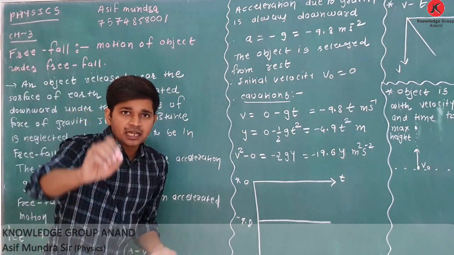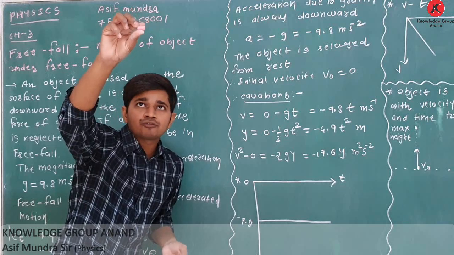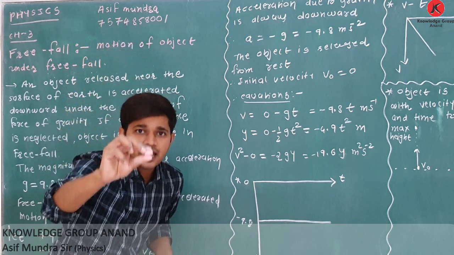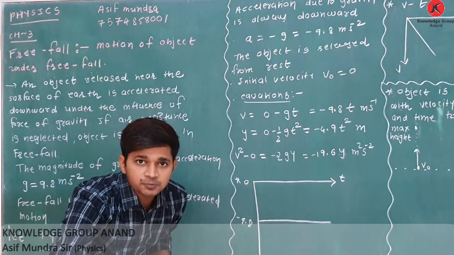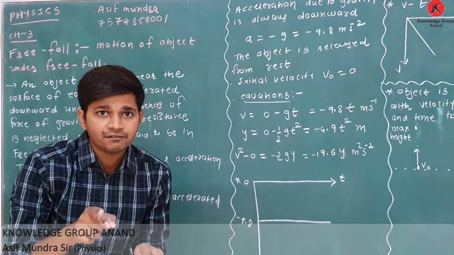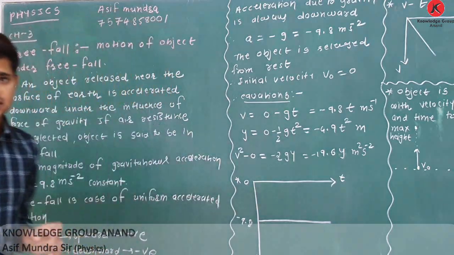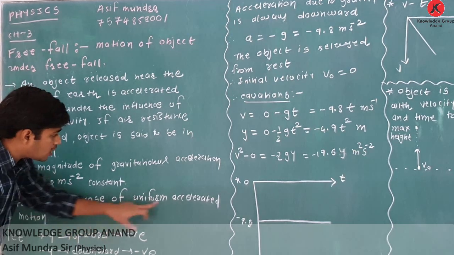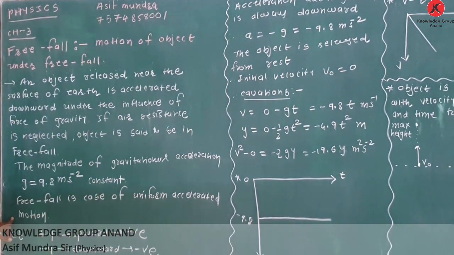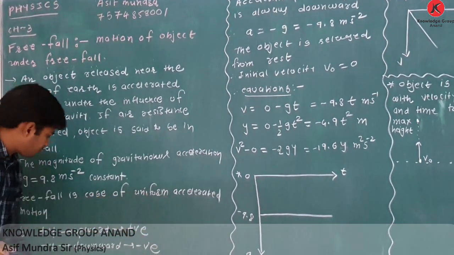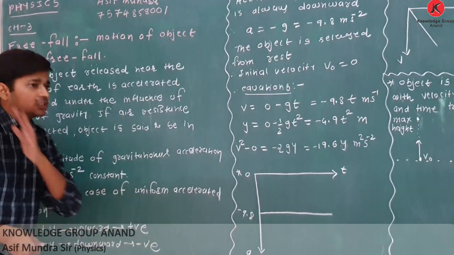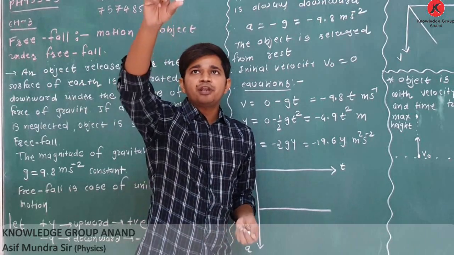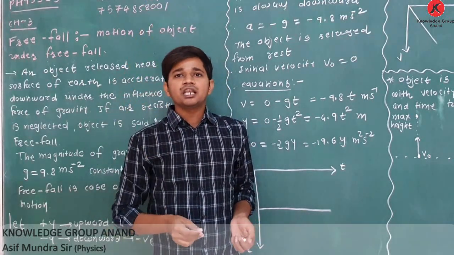Hello students, if I drop the chalk from this point, at this point gravitational acceleration is 9.8. At this point 9.8, at this point 9.8, at each and every point the gravitational acceleration is 9.8, constant, and that's why free fall is a case of uniformly accelerated motion. Clear? Okay.